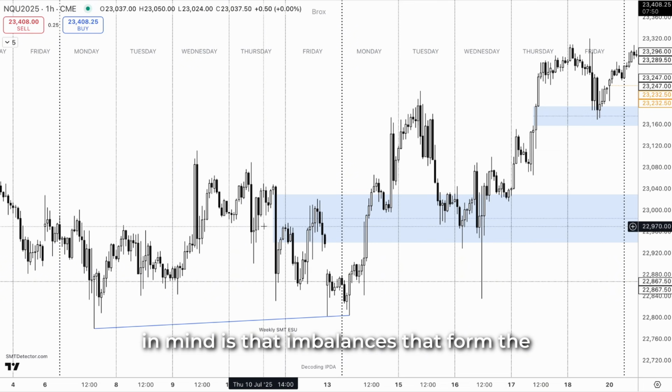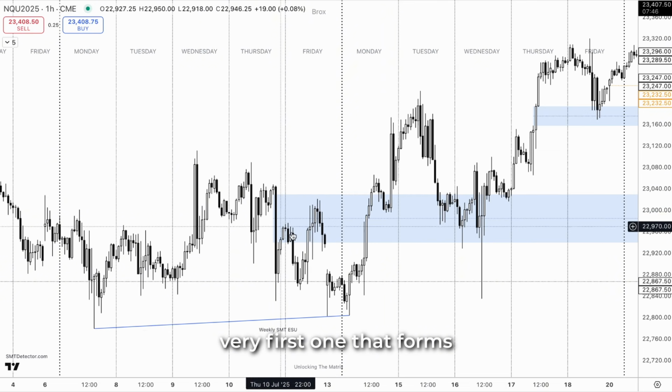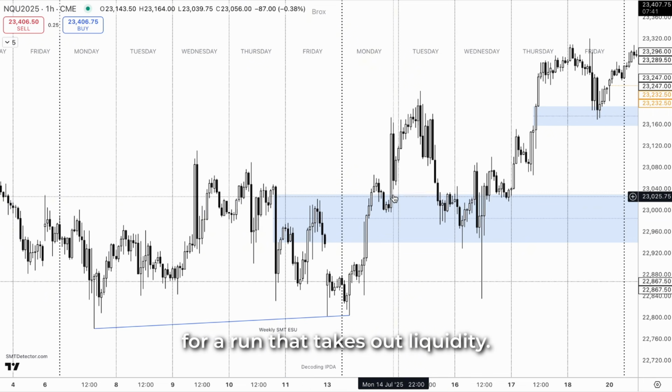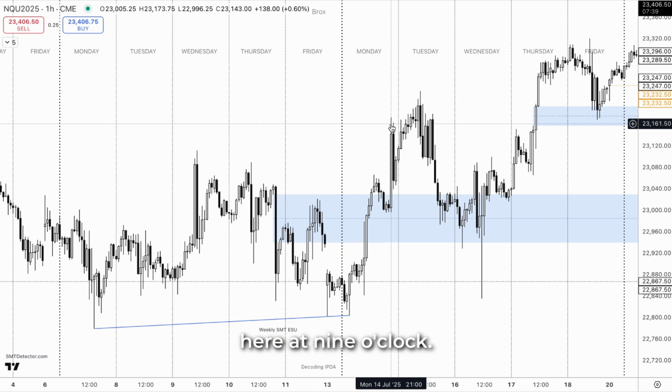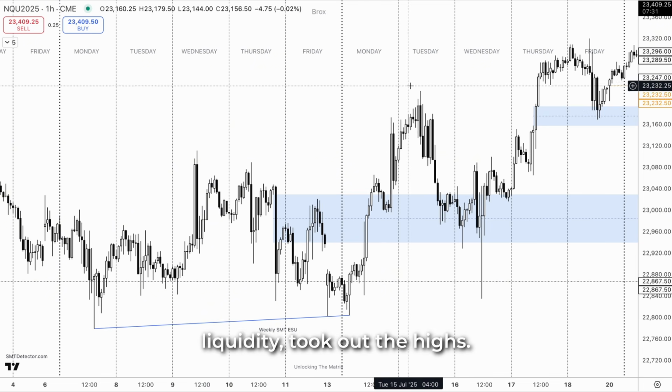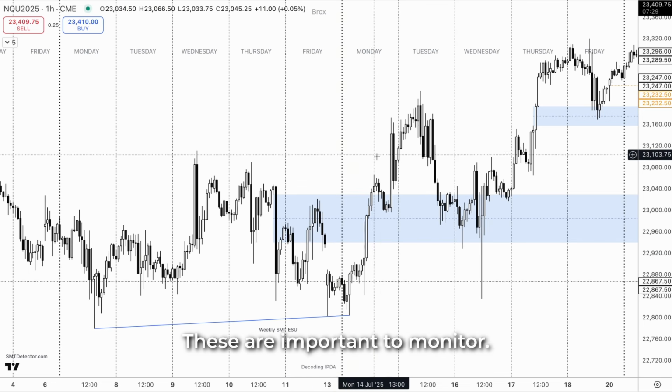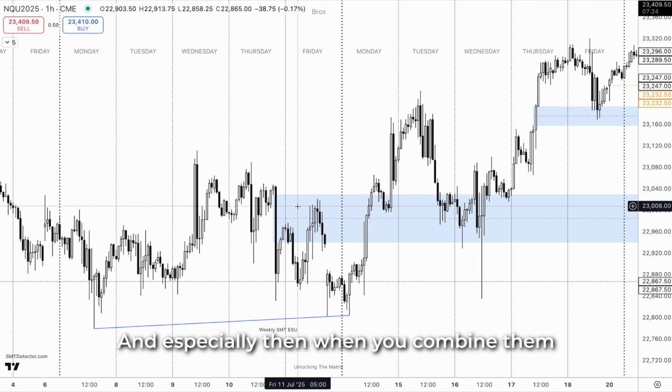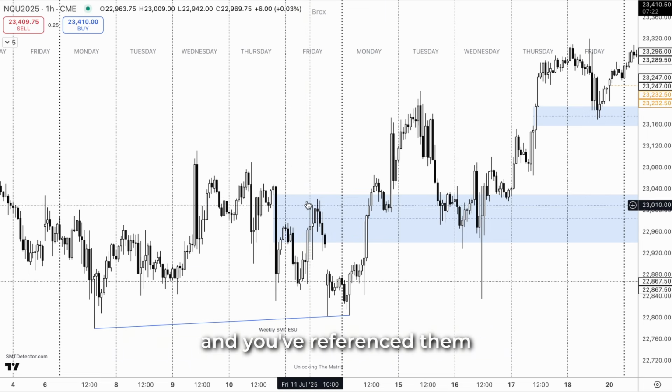So this is the first imbalance that caused a liquidity sweep down here, and that's something I want you to keep in mind: the very first imbalance that forms for a run that takes out liquidity. For example, we have another one right here at 9 o'clock. This imbalance is the first one that formed for a run that took out liquidity, took out the highs.